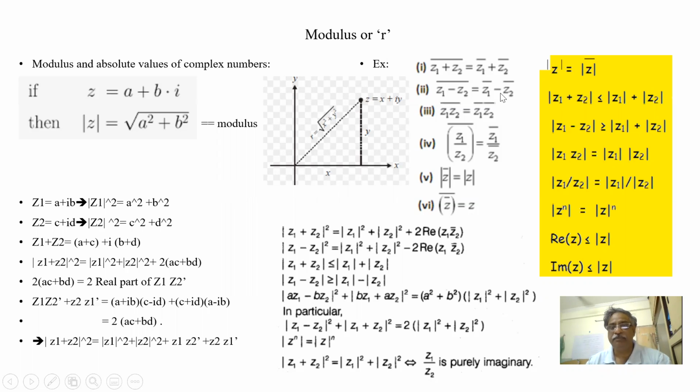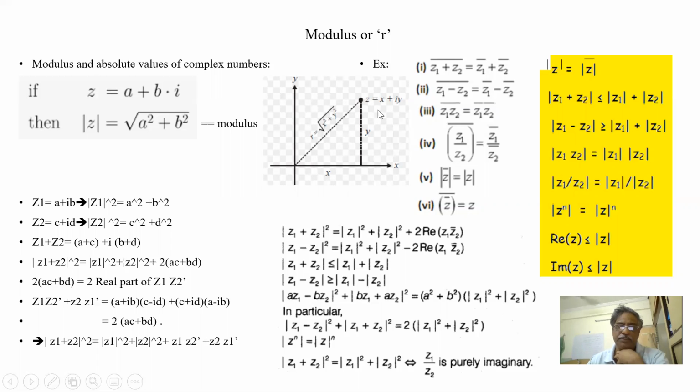Similarly, minus also same. In place of plus, I'll put minus here. Same. It will come a minus c plus i into b minus d. Here also same, a minus c plus i into b minus d, Z1 bar minus Z2 bar. So it is all same. Now, conjugate of Z1 Z2 is equal to Z1 bar into Z2 bar.